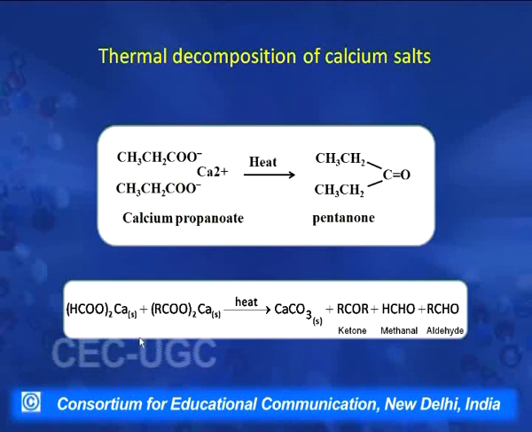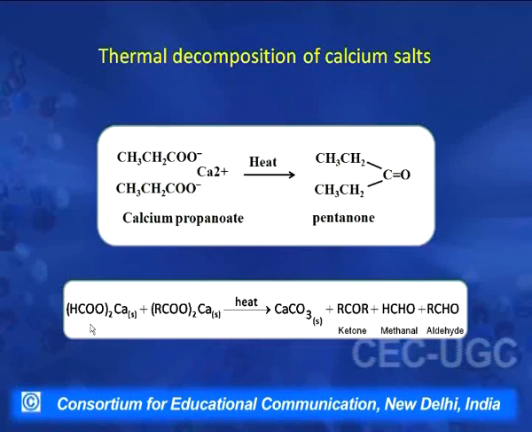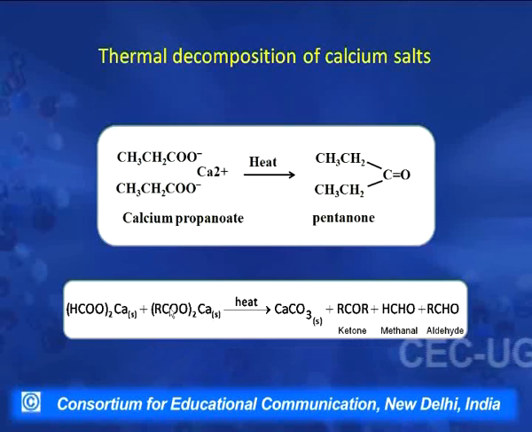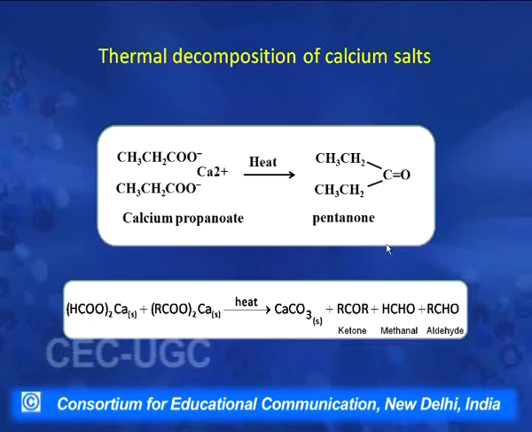If we take a mixture of 2 acids, that is, calcium salts of 2 different acids, say calcium formate and a salt of any other acid, then we will get a mixture of 3 products. There will be a ketone from here, there will be a product that is obtained by the combination of this part, and a combination from this. In this case this is giving us methanal, and this is giving us some aldehyde. But if this also has some alkyl group here, we will end up with a mixture of 3 different ketones.